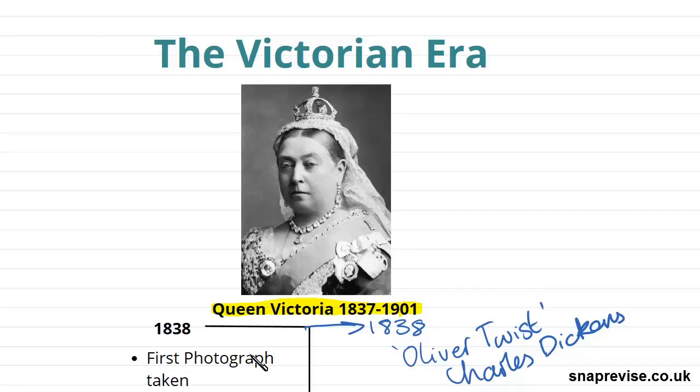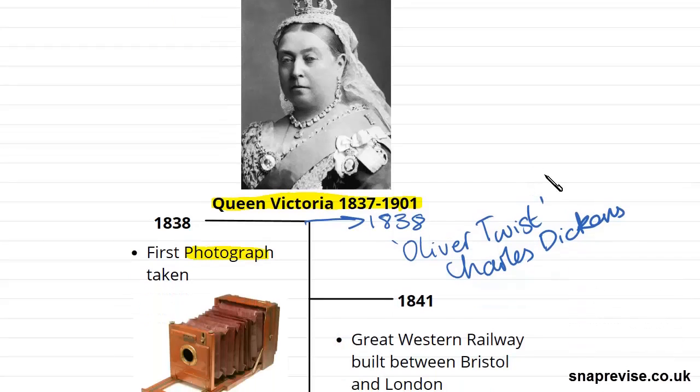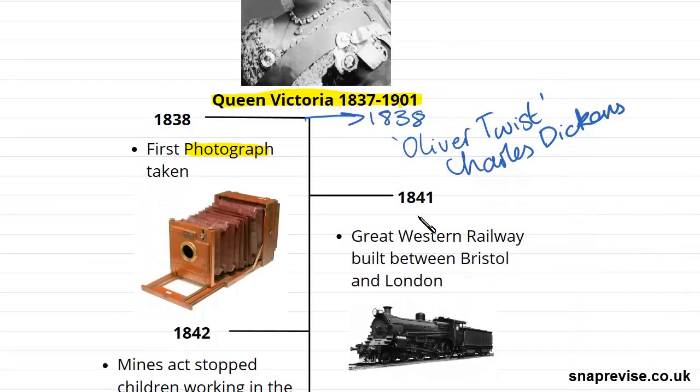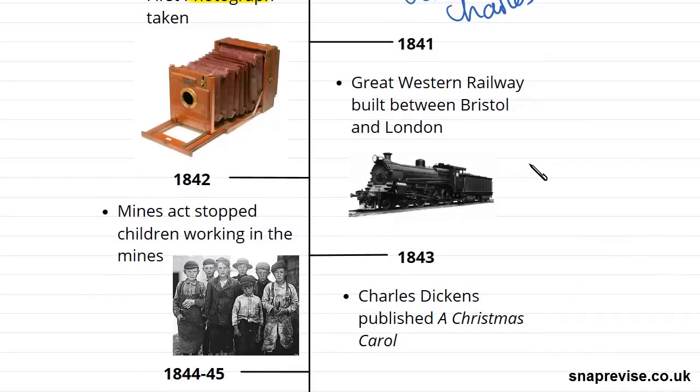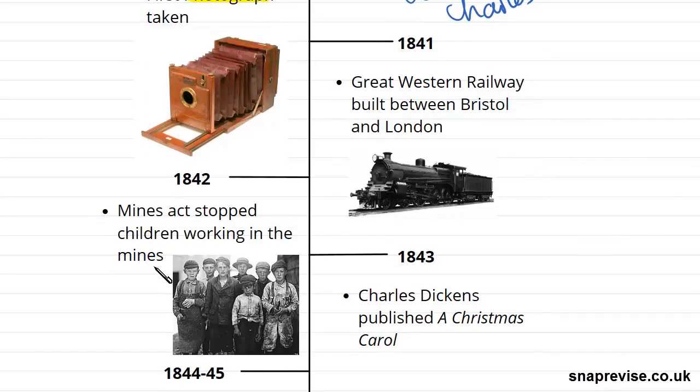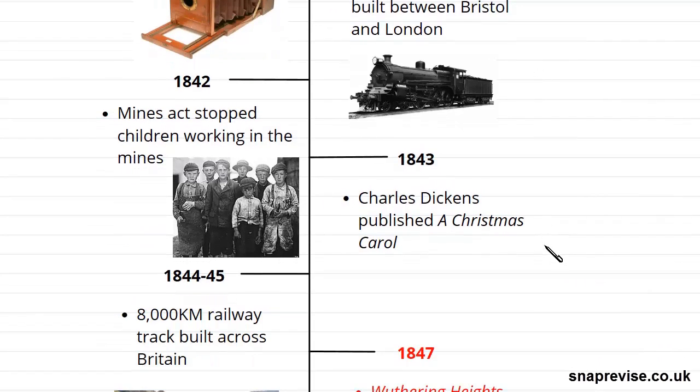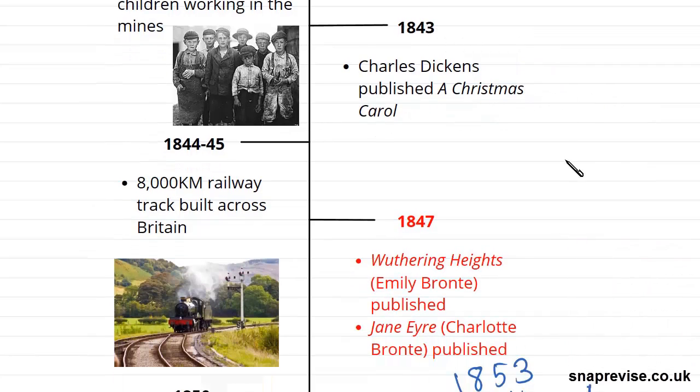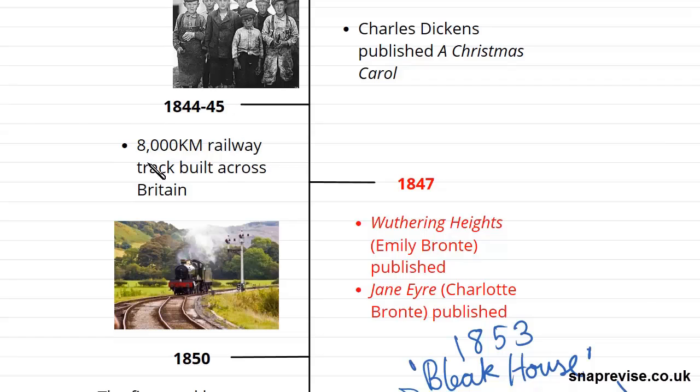In 1838, the first ever photograph was taken, and also Oliver Twist by Charles Dickens was published. In 1841, the Great Western Railway was built between Bristol and London. In 1842, the Mines Act stopped children working in the mines. And in 1843, Charles Dickens published A Christmas Carol. In 1844 to 1845, 8,000 kilometres of railway track was built across Britain.